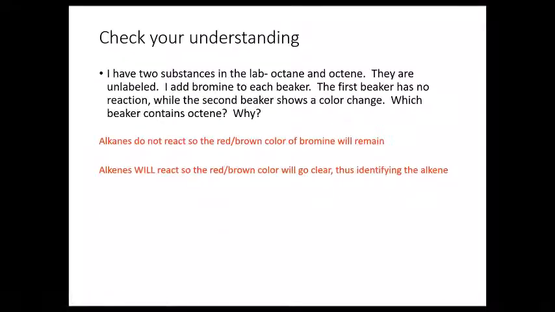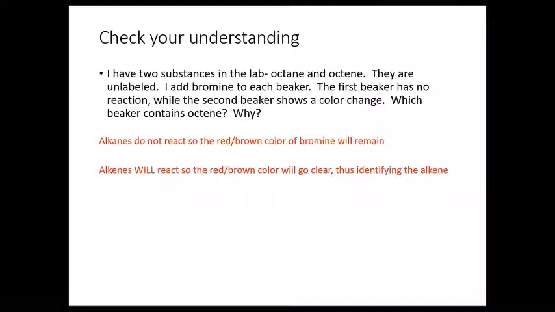And again, here's a typical question that you would have about the bromine water test, right? Two substances in the lab, octane and octene. So you basically have one beaker that has no reaction. The other beaker has a color change, but you know that one is octane and one is octene, right? Does that make sense?